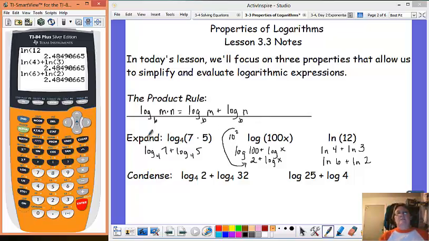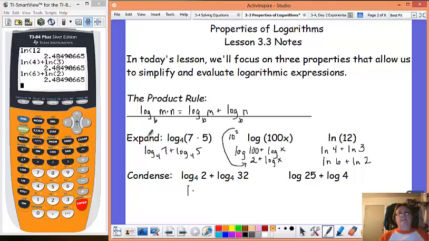So now we've looked at the product rule to expand things that were written in multiplied form, if you will. We want to go the opposite way here. We want to condense the log base 4 of 2 plus the log base 4 of 32. So according to what we said, this is broken out, at least that's the way I say it, expanded as an addition. Then we should be able to condense it or shrink it into a product. So that would be the log base 4 of 2 times 32, which is 64.